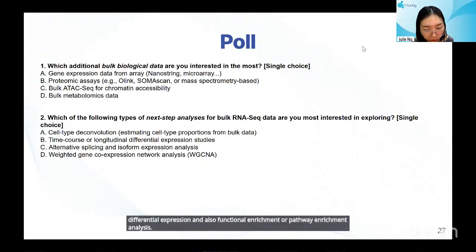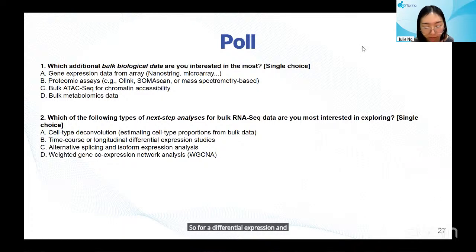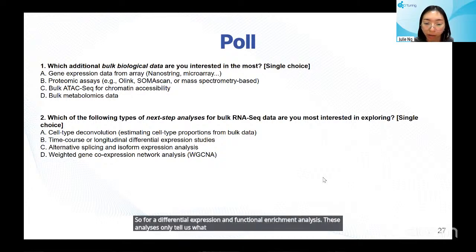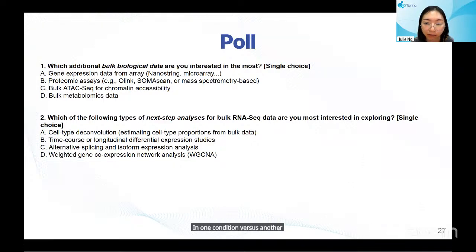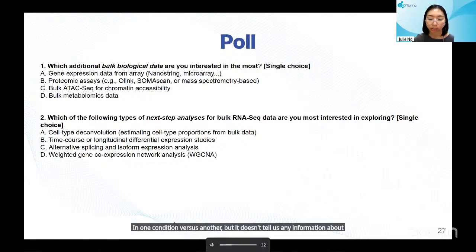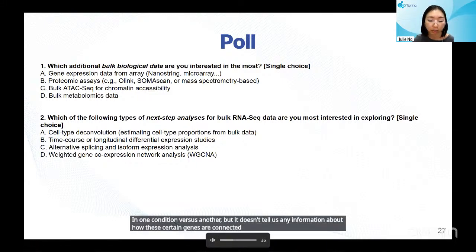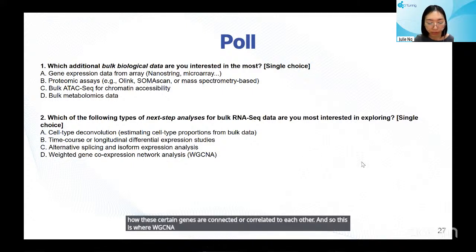For differential expression and functional enrichment analysis, these analyses only tell us what genes are expressed or what pathways are enriched in one condition versus another, but they don't tell us any information about how these certain genes are connected or correlated to each other. And so this is where WGCNA comes in, because WGCNA does give us more info about how these genes are correlated and co-expressed. And from that information, we can draw some conclusions on how these genes are also functionally related.